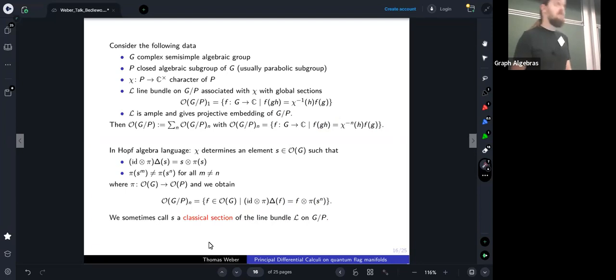And in the previous example of SL_q(2), what would it be? Yes, so here the quantum section is just alpha. This I'm sure about.